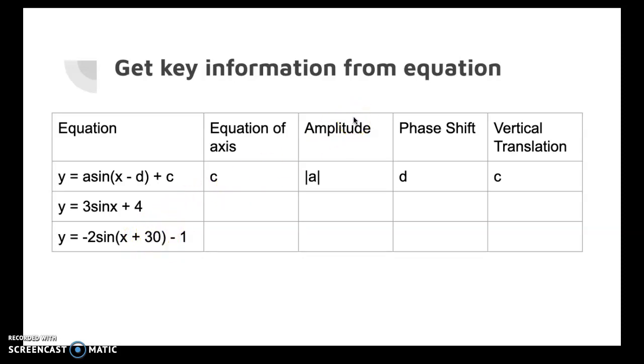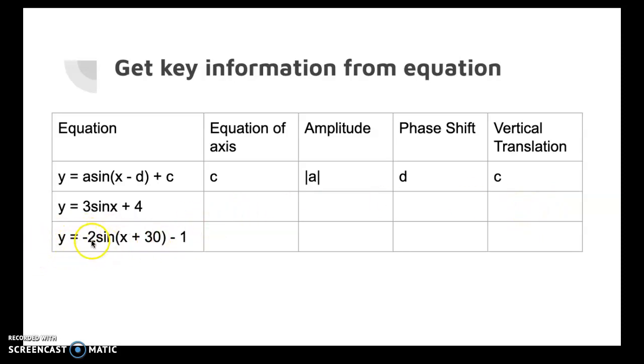So let's take a look at these answers. If we have this one, our amplitude's going to be 3. It does not have a phase shift, so there's not going to be anything here. And then our C is 4, so that tells us what the equation of the axis is. And it also tells us what our vertical translation is.